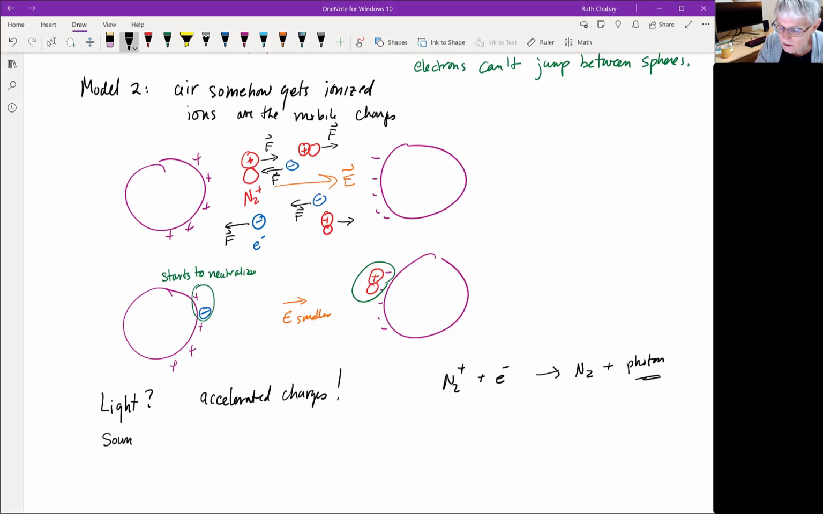The sound is basically what you're hearing. All that cracking noise is kind of like micro thunder, okay? The crack in a spark.